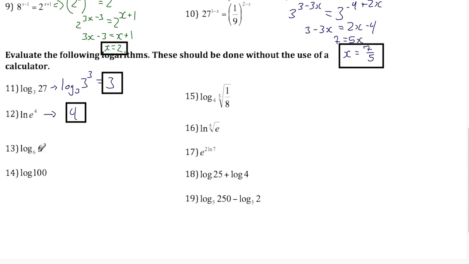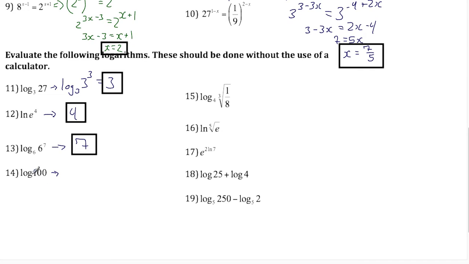For the next one, same thing, except this one's already simplified. Log base 6 of 6 is going to be 1. 7 becomes the coefficient. So we get 7. Done.